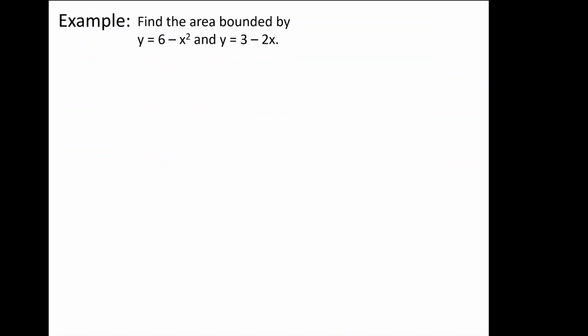All right, in this problem, we're asked to find the area between these two curves, y equals 6 minus x squared and y equals 3 minus 2x. And we were not given any x values. We're not told it's from x equals something to x equals something else.